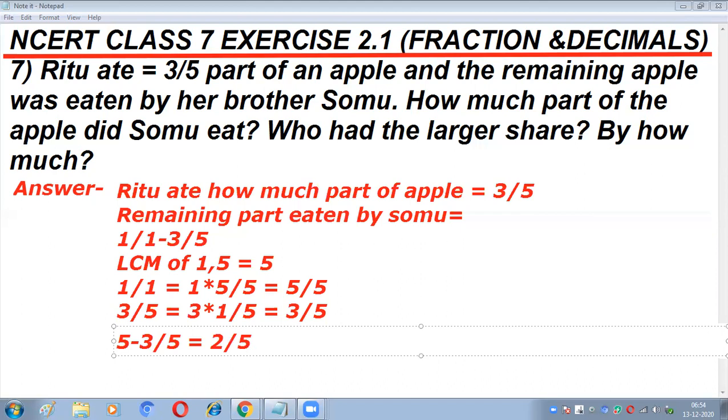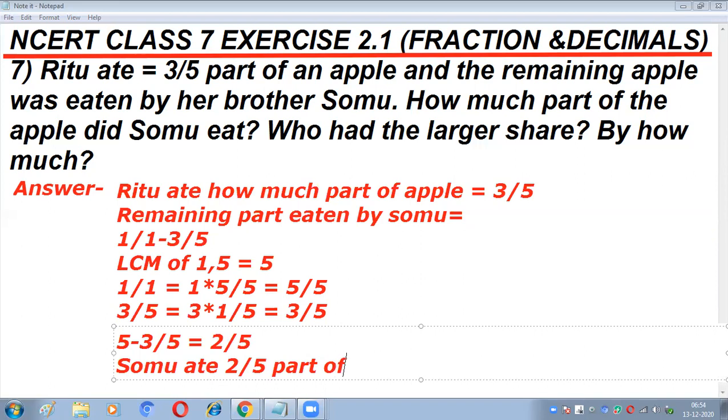So Somu ate 2 by 5 part of the apple. So here we have solved this one part. Now we have to solve who had the larger share.